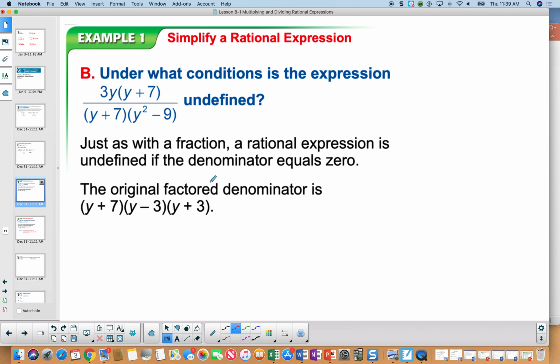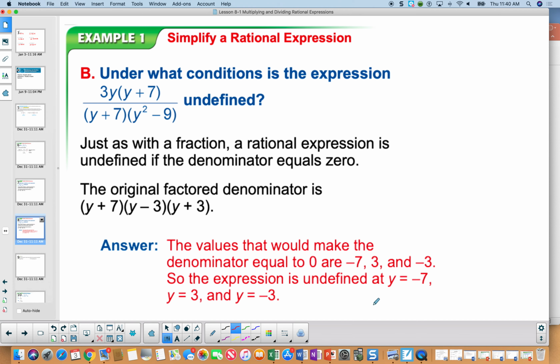Under what conditions is this expression undefined? Well, anytime the original denominator is equal to 0, that's going to add some conditions. In this case, this is the original denominator where this portion has been factored. The values that would make the denominator equal to 0 are found when we set each of these factors equal to 0. So it's undefined at y equal to -7, 3, and -3.